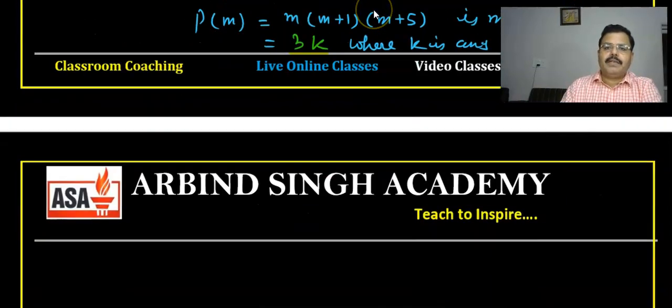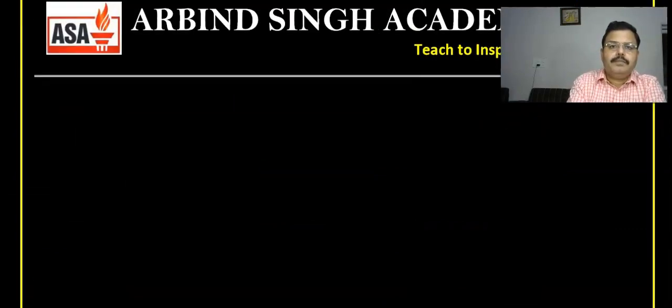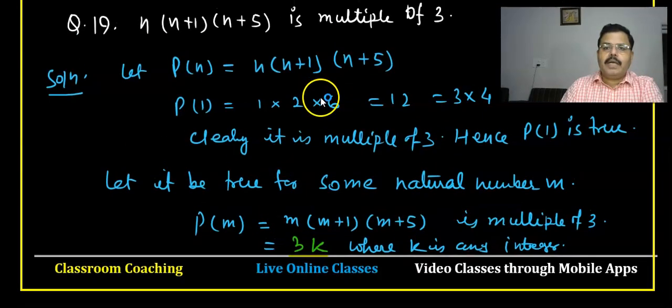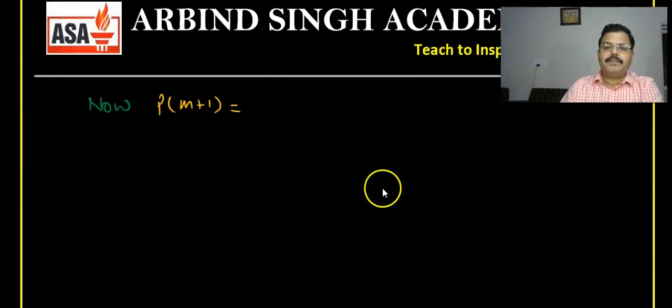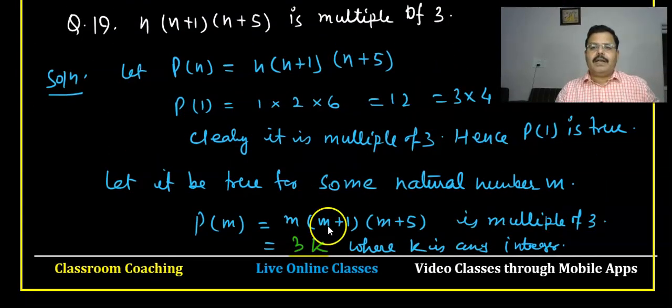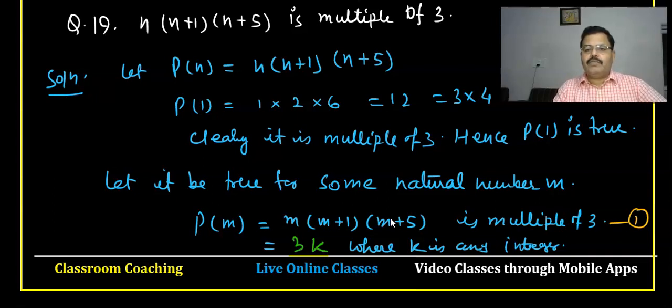Now P(m plus 1) is equal to what? It will be (m plus 1) into (m plus 2) into (m plus 6). You should bring this pattern so that in place of this we can write this, which is equation 1, and we have to use this. So we will split P(m plus 1) in such a way that this will be one of the factors, so that we can write 3k in place of this.